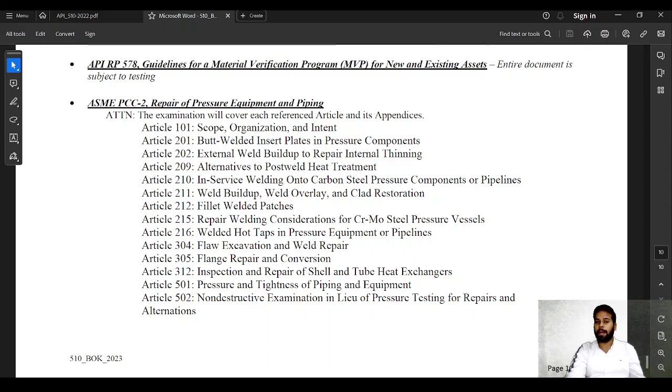PCC-2 is the repair of pressure equipment and piping. Not the entire document is needed, but these articles are needed from that.